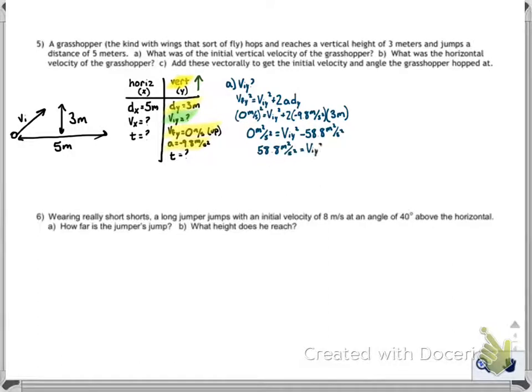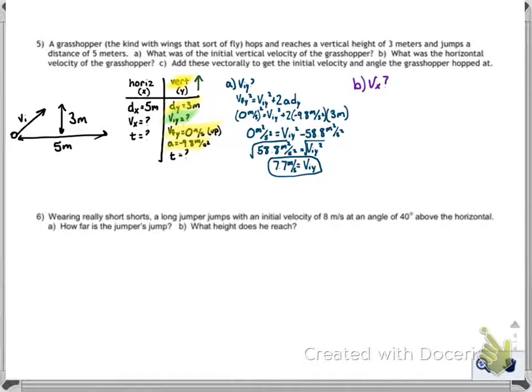Okay, so far I've gotten initial velocity in y squared is equal to 58.8 meters squared over second squared. So I'm not done yet. Last step is taking the square root of both sides, and that gives me my initial velocity in the y direction, 7.7 meters per second. Great, first part done. B asks, what was the horizontal velocity of the grasshopper?